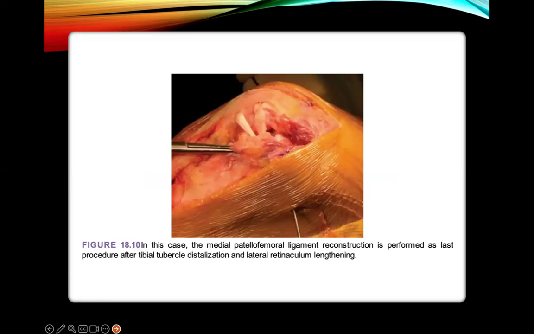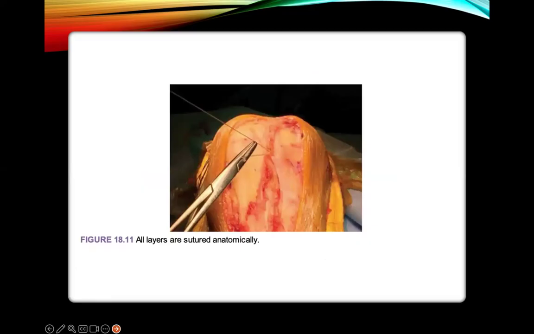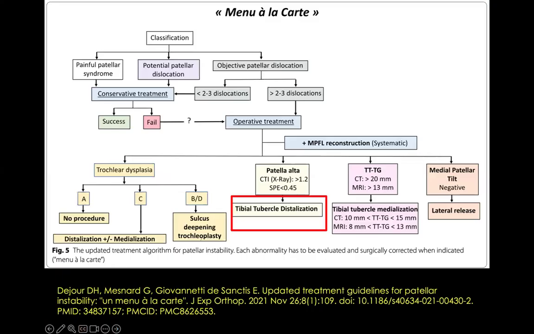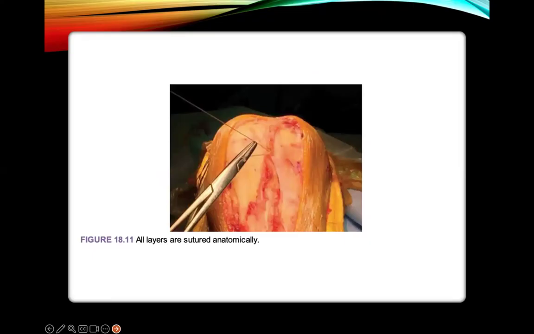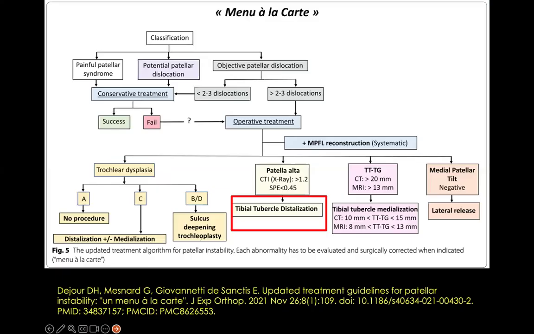In this case, which I'm showing, there was a need for MPFL reconstruction as well. So that is performed after the tibial tubercle distalization. Like I had described when I was talking about MPFL reconstruction, if a bony procedure is needed, that is to be done prior to the reconstruction of the MPFL. Then all the layers are sutured anatomically, and that is sulcus deepening trochleoplasty. So we finished type B and D, sulcus deepening trochleoplasty.